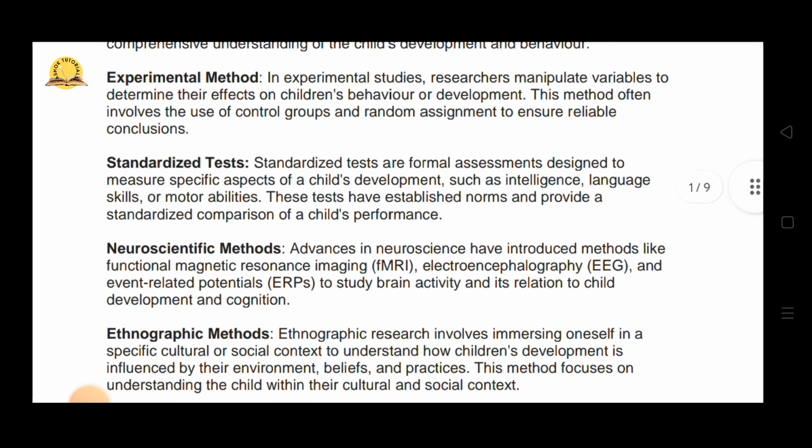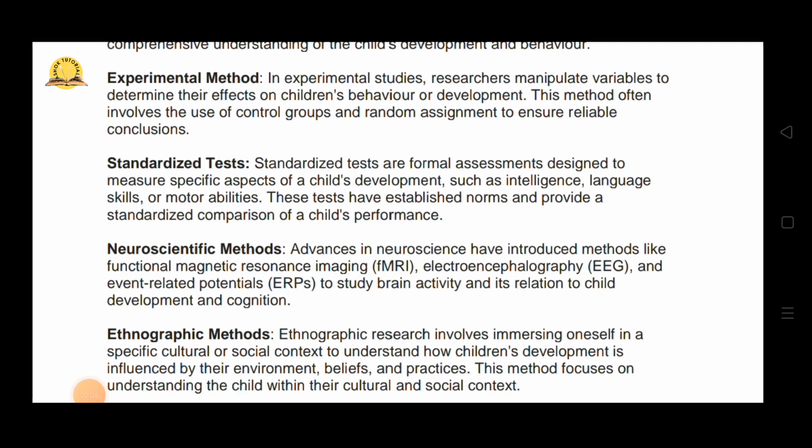Now let us see the experimental method. As the name suggests, in experimental studies, researchers manipulate variables to determine their effects on children's behavior or development. This method often involves the use of control groups and random assignments to ensure reliable conclusions. So this experimental method usually takes place in groups, all right, and random assignments are given to the learners so that fair conclusions can be met, right?